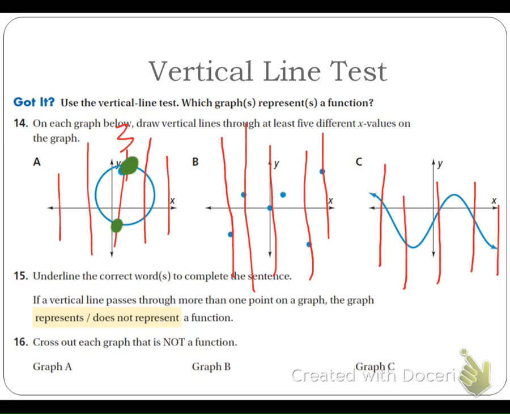I probably answered our questions on 15 and 16 already for you by explaining this to you. It says, underline the correct words to complete the sentence. If a vertical line passes through more than one point on a graph, then it does not represent a function. So in 16, cross out each graph that is not a function. Well, we said that A is not a function, but B and C are functions.